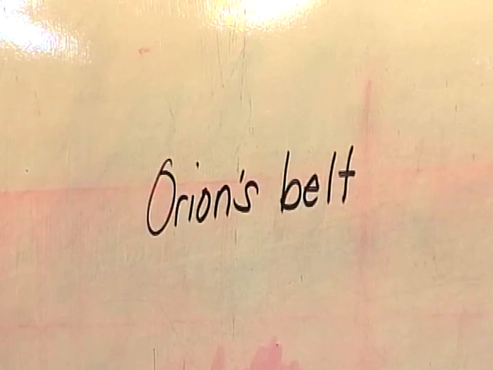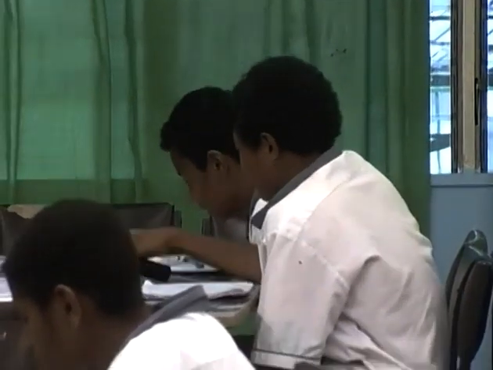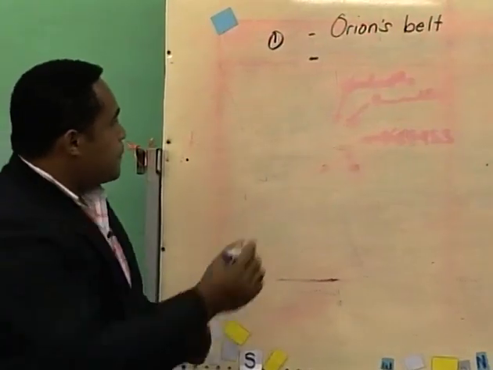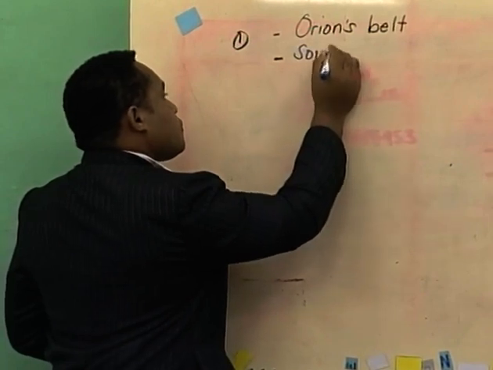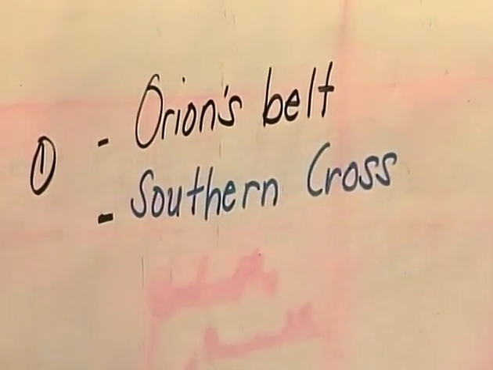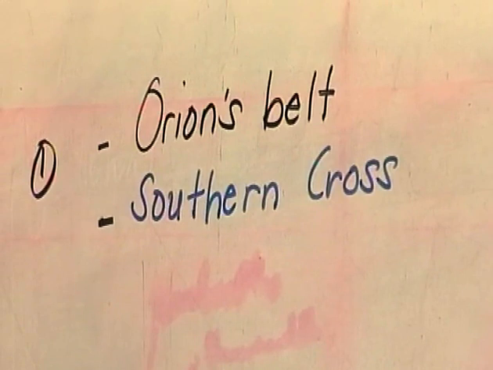Apart from that group. Uvao, thank you. Southern Cross. Southern Cross, very good. Southern Cross. Okay, Southern Cross is also the name of a star pattern. Okay, very good. Is that all? Carol, thank you.